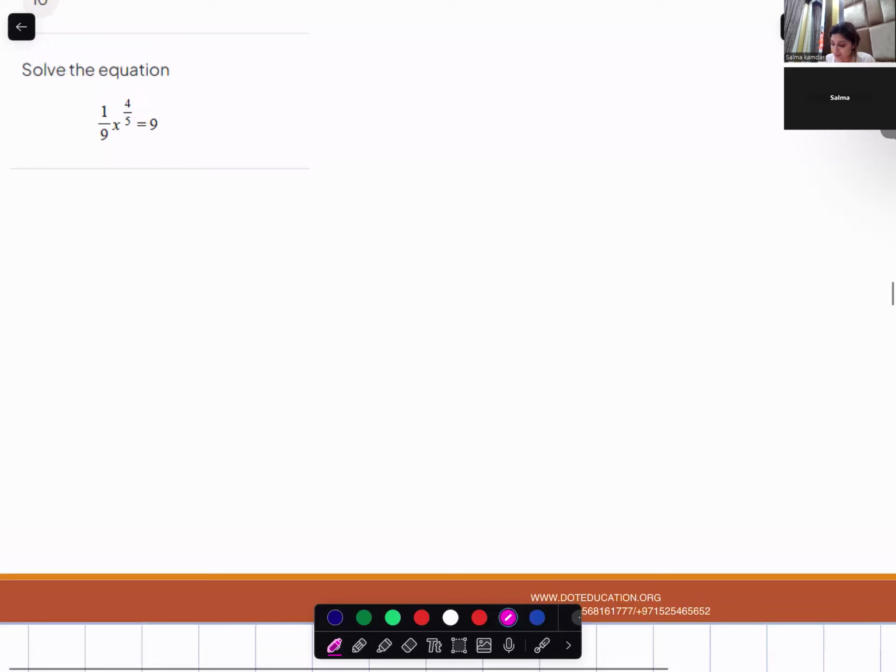Now the next question is where you have to solve the equation. Since I have to solve the equation, that means they're indirectly asking me to find the value of x. How will I find the value of x? If I keep x alone, it would become very easy for me to find the value of x. We'll rewrite the equation so it becomes a bit easier for us. So I say 1 upon 9 x raised to 4 upon 5 is equal to 9.